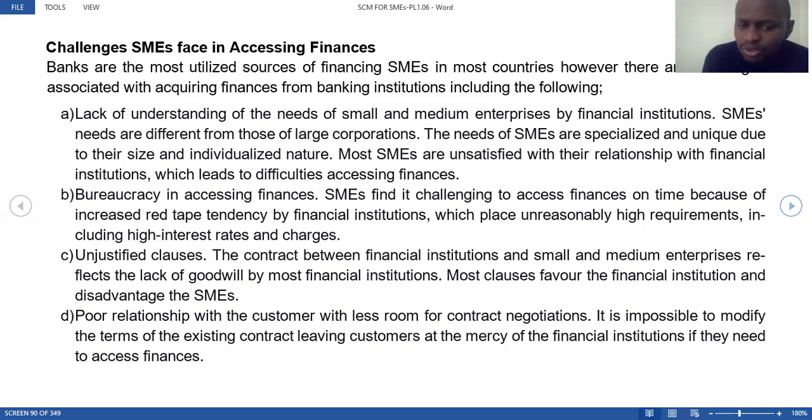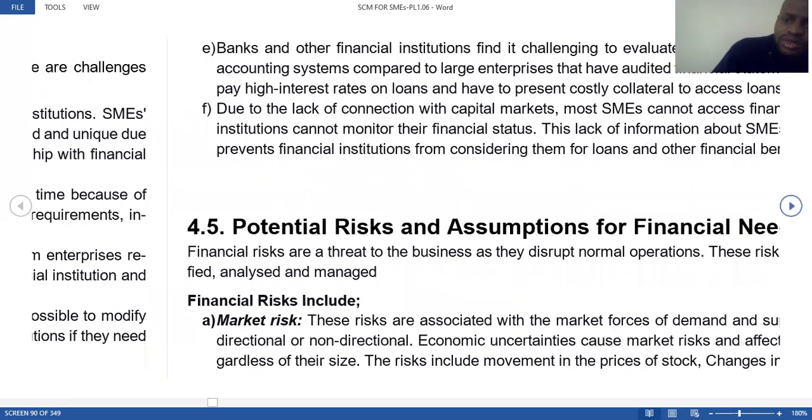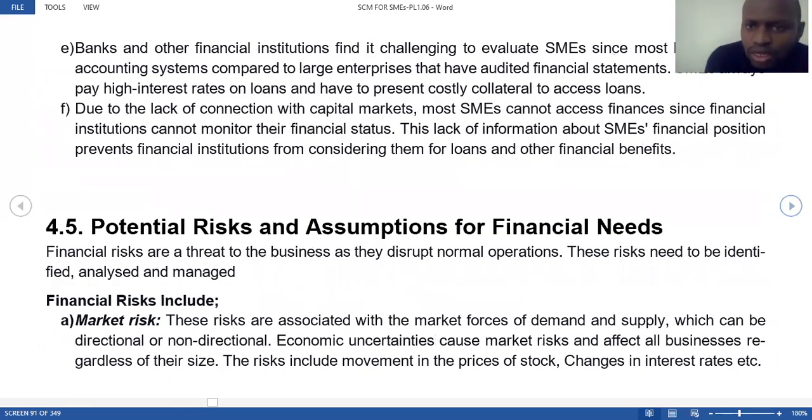Then you have poor relationship with customers, with less room for contract negotiation. These big banks do not give room for negotiation with the small institutions. Then banks and other financial institutions find it challenging to evaluate small, medium enterprises.